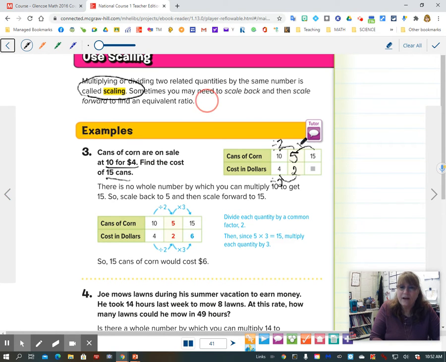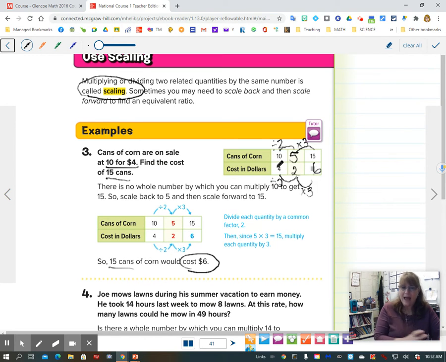Now I can take 5 times 3. 2 times 3 is 6. So now we have our scale here. We find out that it is going to cost $6 for 15 cans of corn.